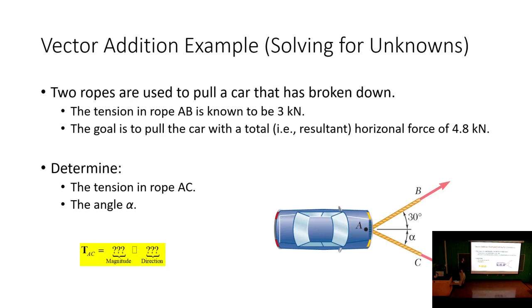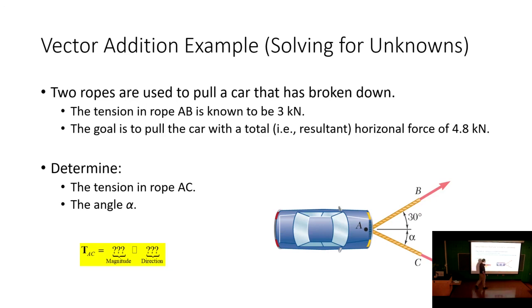But what we're going to be doing is a vector addition example, and specifically what we're doing is solving for unknowns. So what I basically want is this answer. I'm looking for the tension in a given rope, so I want its magnitude and its direction. But let's talk about the scenario.